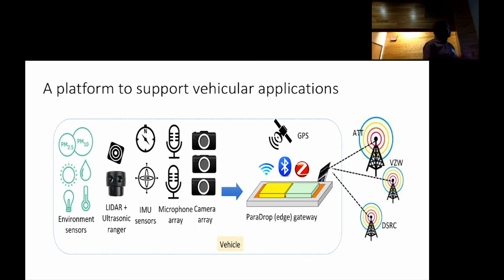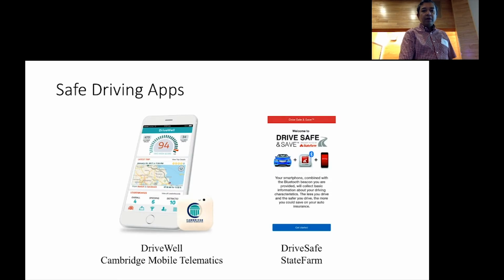And we are designing it to be flexible so that you can plug and play a lot of new hardware and other sensing capabilities, like LiDAR and ultrasonic rangers, IMU sensors, these are your motion sensors that are on the phone, microphone arrays and camera arrays that you can connect to this ParaDrop gateway, and of course lots of environment sensors. You can think of applications that can leverage this and run some computing locally in the vehicle to do something interesting. So I'll give you a quick couple of examples.